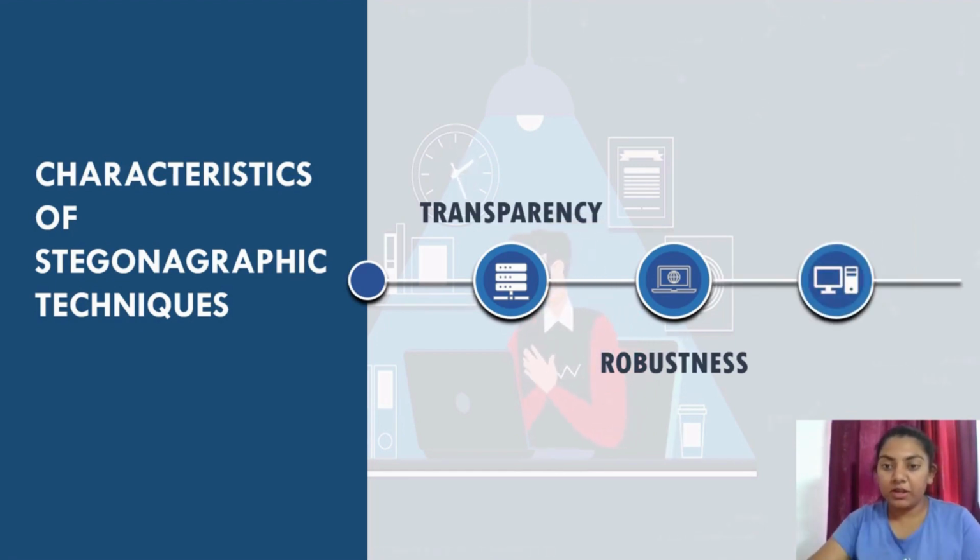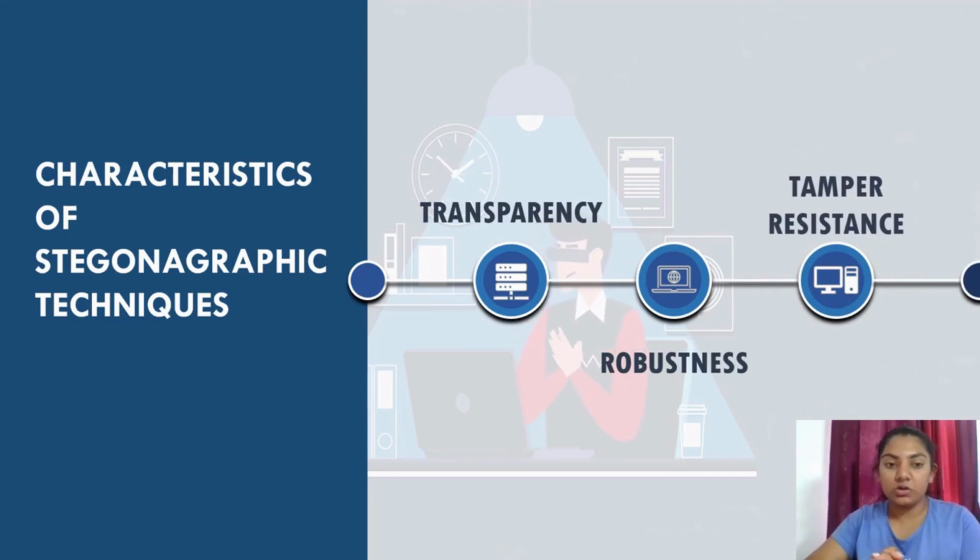The last property is tamper resistance. It is the most important feature because if the attacker is successful in destroying the steganographic technique, then the tamper-resistant property makes it difficult for the attacker to alter or damage any original data.